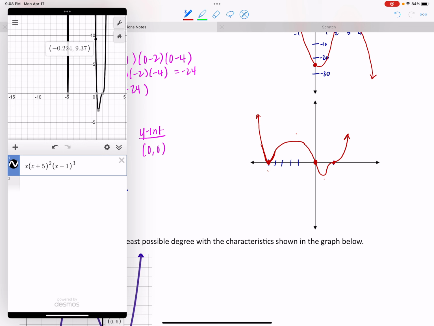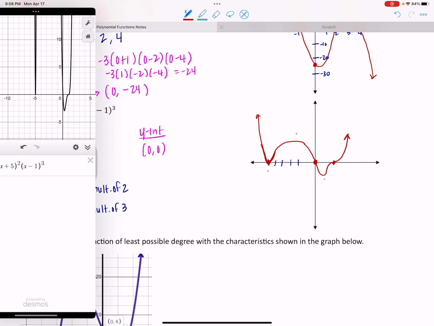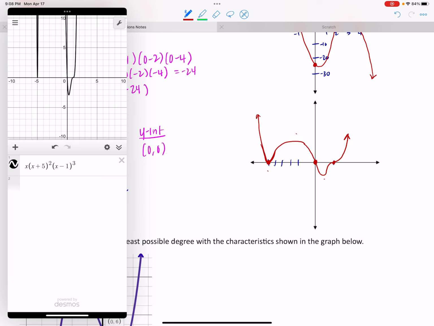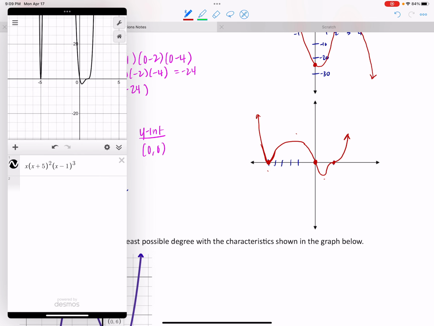Oh my gosh. Work with me, calculator. Try this again. Okay. Come on.